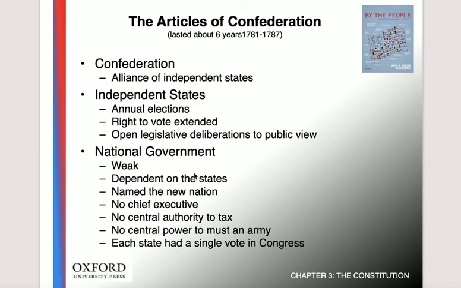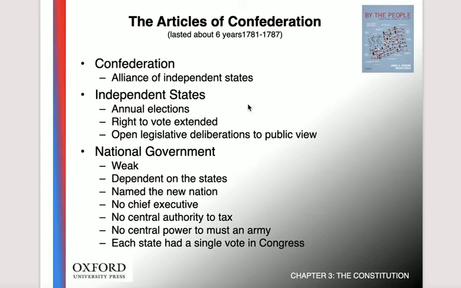So after the Declaration of Independence, the Founding Fathers tried to make somewhat of a constitution. They called it the Articles of Confederation. So we're going to talk about that first. It's their first attempt at a constitution. It was basically an alliance of independent states. It allowed the states to have annual elections.